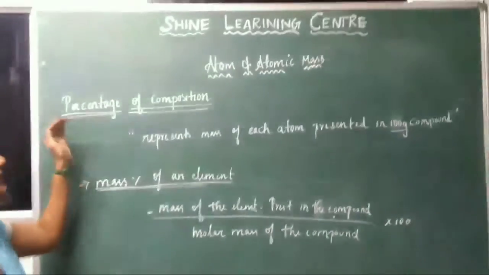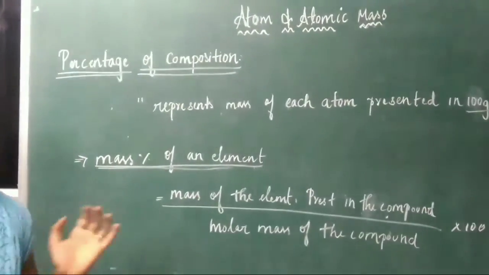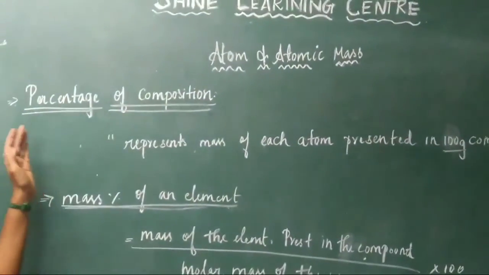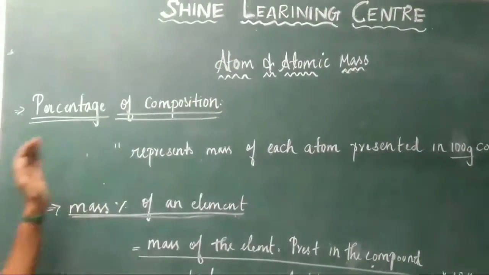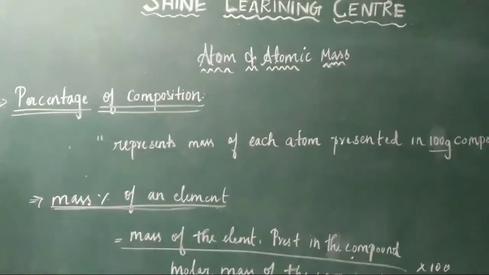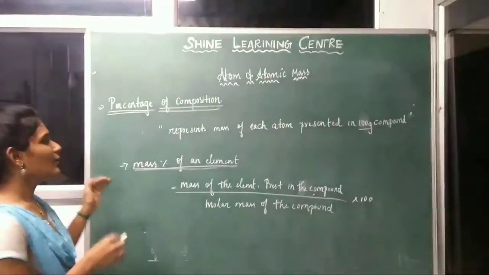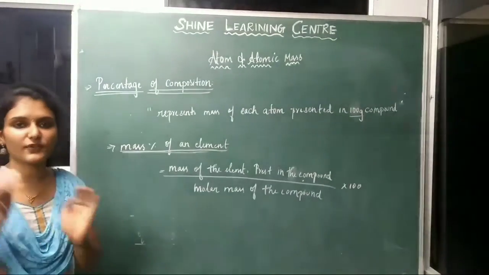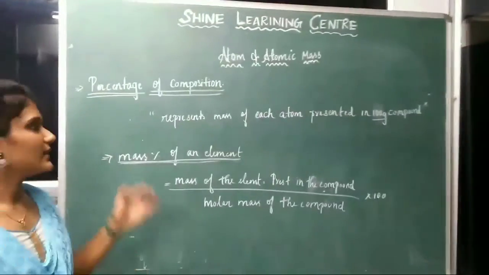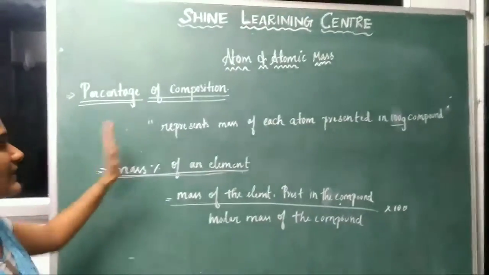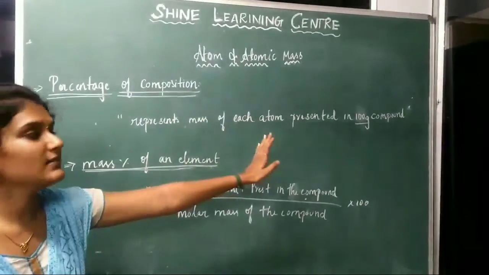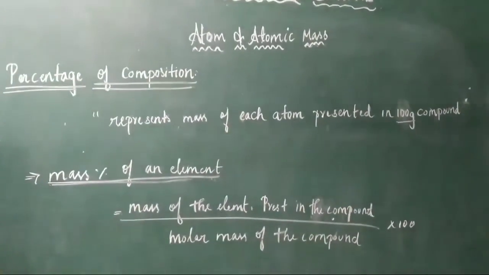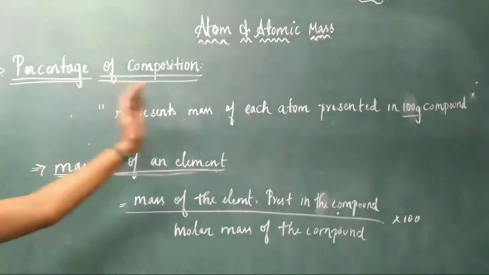So next we are going to see percentage of composition. So far we have seen the bulk matter, the atoms in a compound in bulk matter. Now we are going to calculate the amount of a single atom present, that is the percentage of mass of the atom present in a compound. Percentage of composition represents the mass of each atom present in 100 grams of the compound. That is, we calculate the mass percentage of each element present in the compound. That is known as percentage of composition.